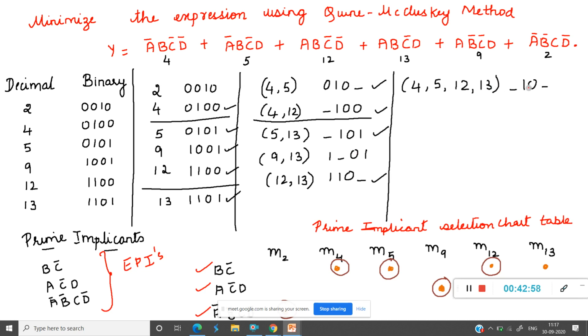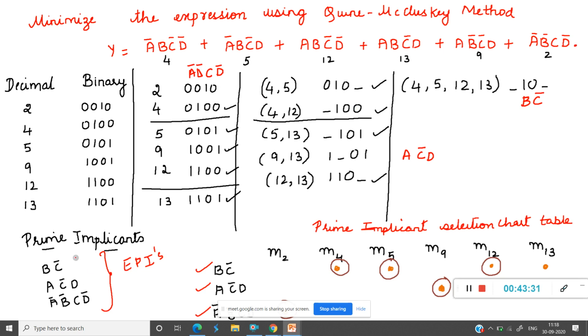So next, here I have written this one. What is this? BC bar. What is this? BC bar. What is this? AC bar D. What is this? A bar, B bar, C, D bar. So this one I have listed here.